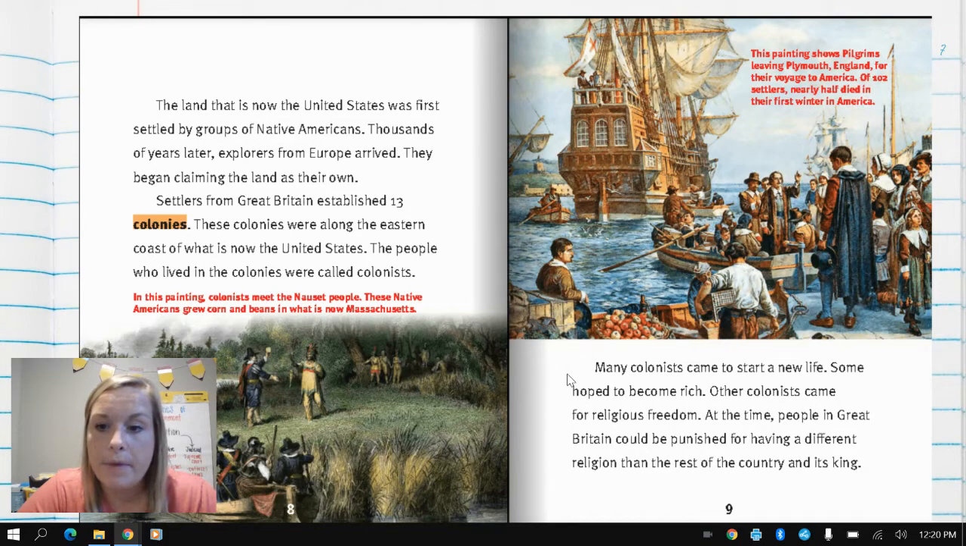At the time, people in Great Britain could be punished for having a different religion than the rest of the country and its king. And up here, our caption says, "This painting shows pilgrims leaving Plymouth, England, for their voyage to America. Of 102 settlers, nearly half died in their first winter in America."